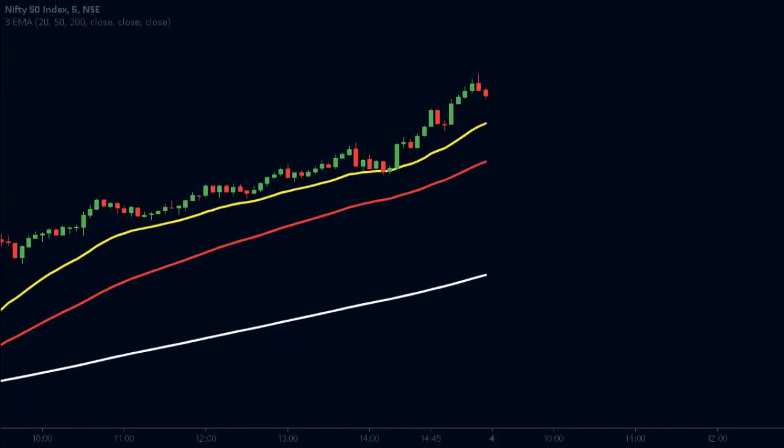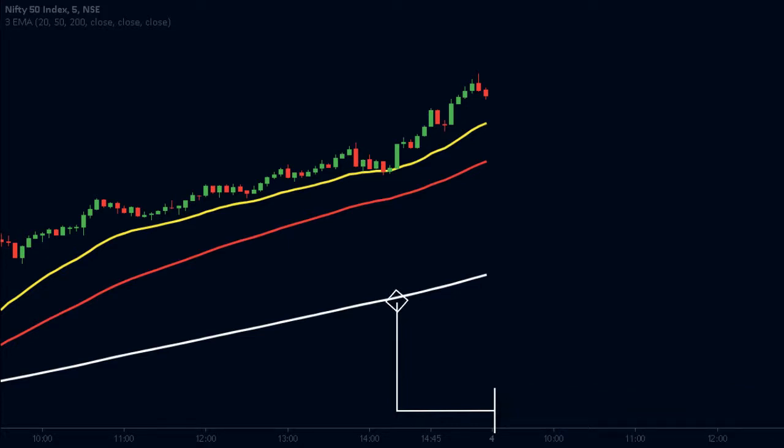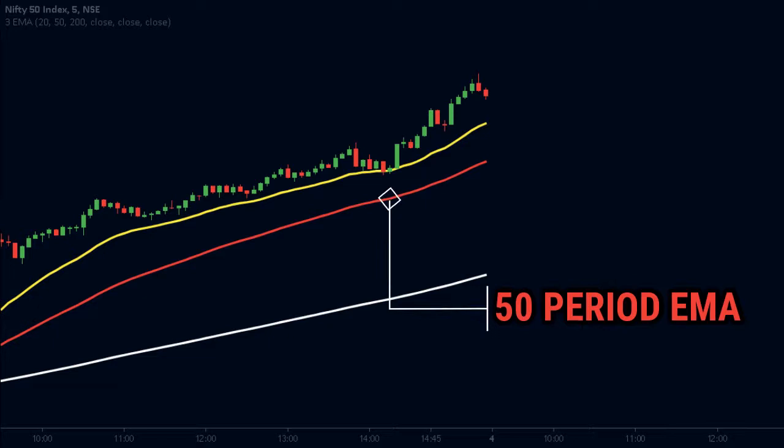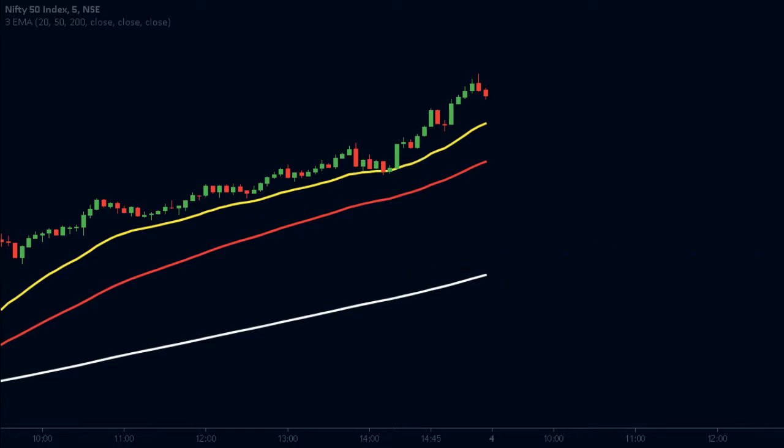Different moving averages show different trends. For example, a 200-period moving average will show the long-term trend of the market. A 50-period moving average will show the medium-term trend of the market. And a 20-period moving average will show the short-term trend of the market.